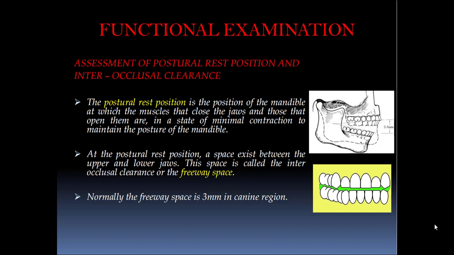Now, movements performed by the mandible are opening, closing, and lateral, that is side to side movements. During these functions, the muscles which support the mandible are active. But when the mandible is not performing any movement, the muscles which support the mandible are in a state of minimal tonic contraction, and that state is known as postural rest position of the mandible. During this position, there is a gap between maxillary and mandibular teeth, and that gap or space is known as freeway space or interocclusal clearance. Normally, freeway space is about 3 mm in the canine region.